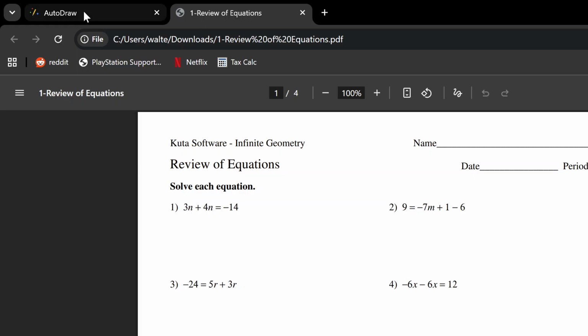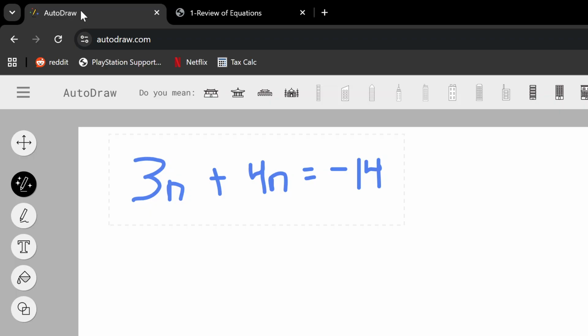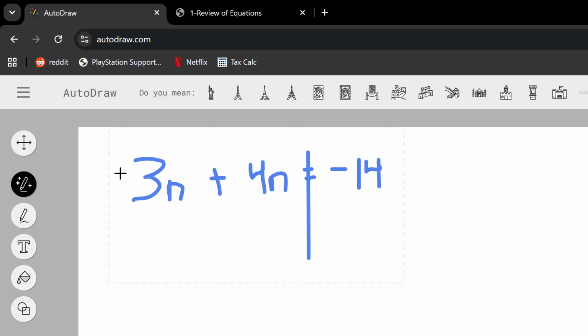Okay, cool. Like I said before, the very first thing is I want you to notice what the common variables are that we see. Don't rush into this. You gotta be patient, be calm, and don't overthink it. On our left side we have 3n and 4n, so we know they're common variables and we can add them up. So we do 7n, because 3 plus 4 equals 7.